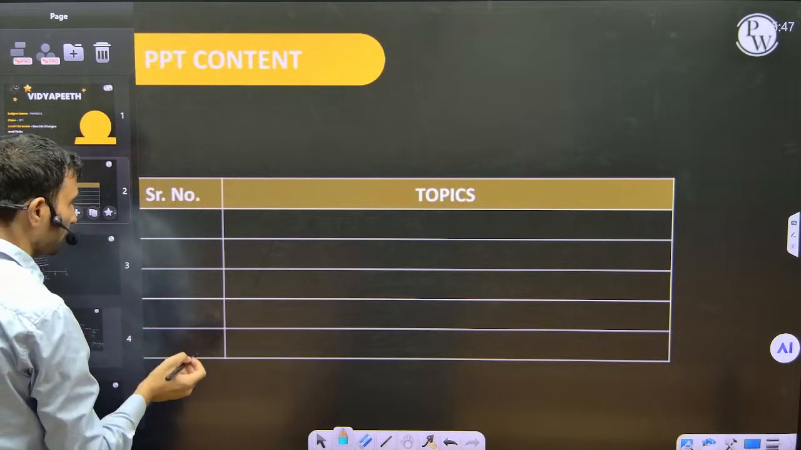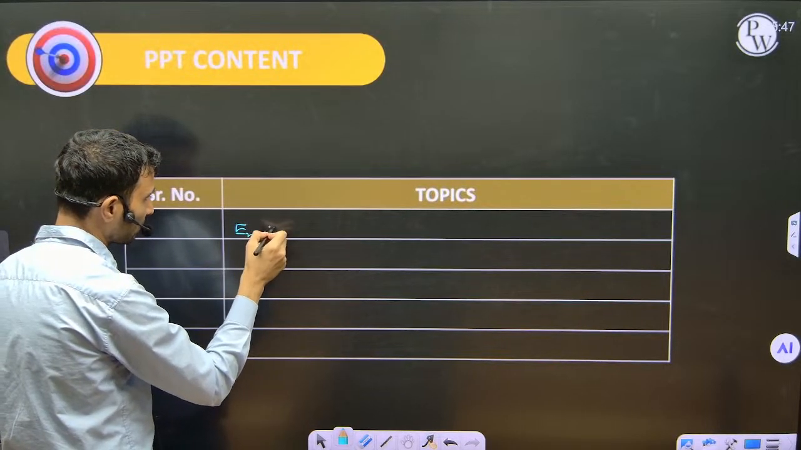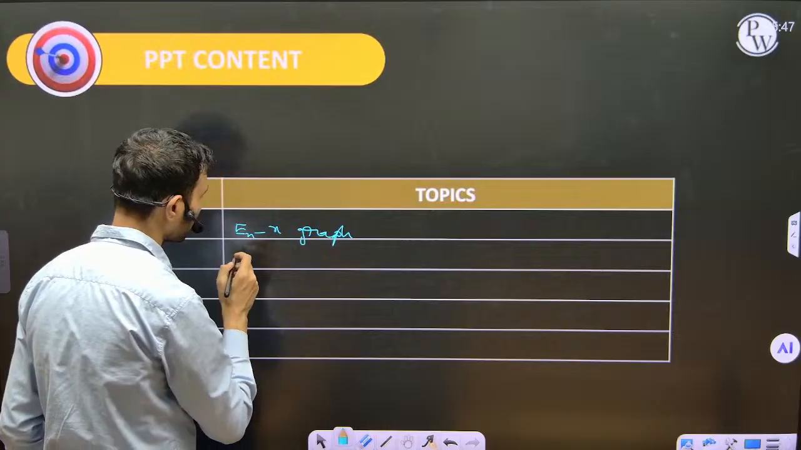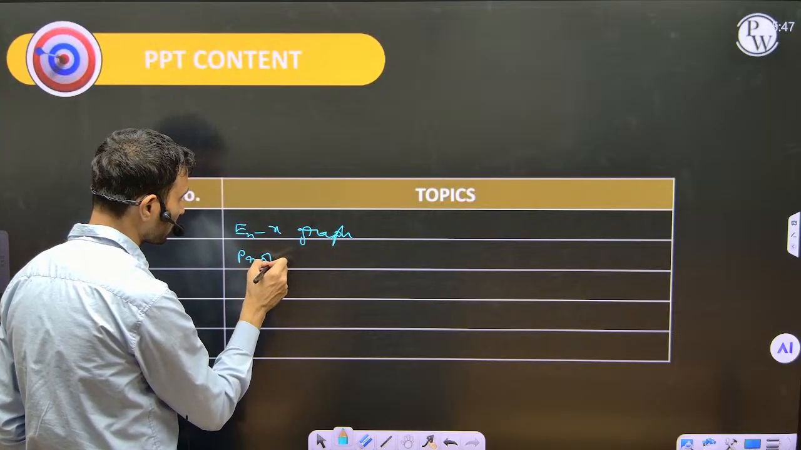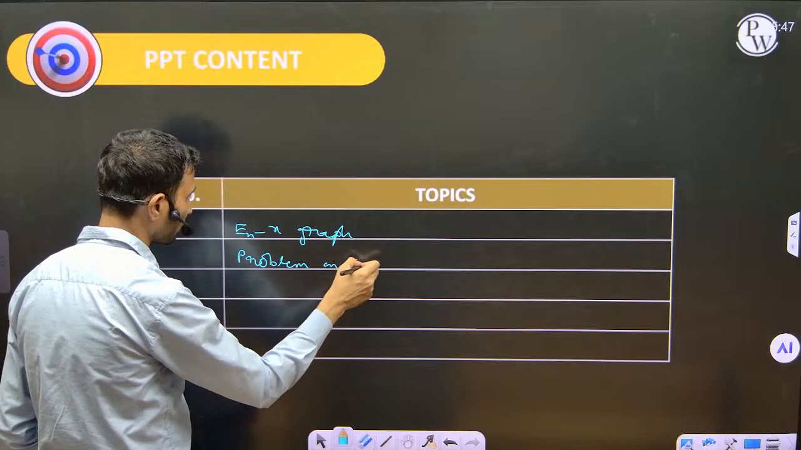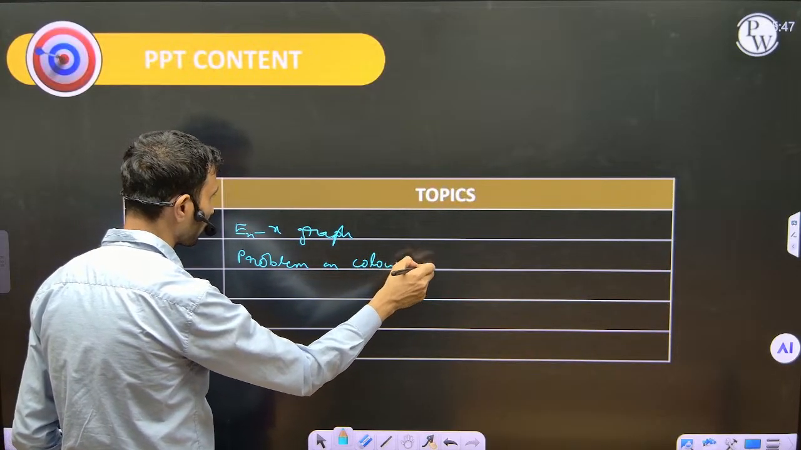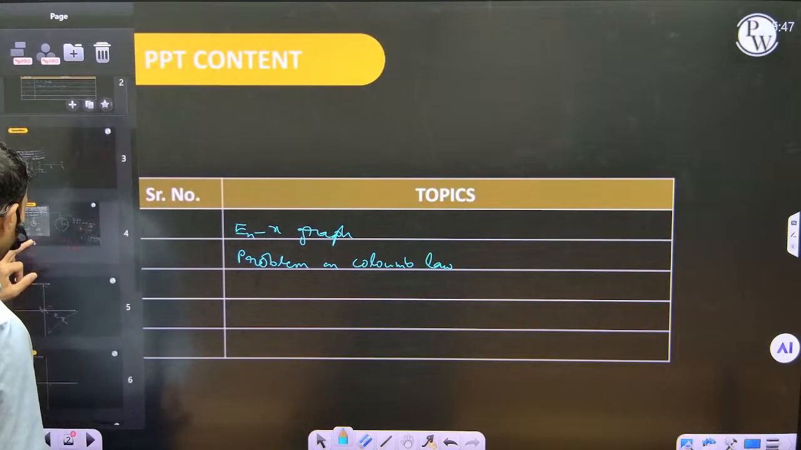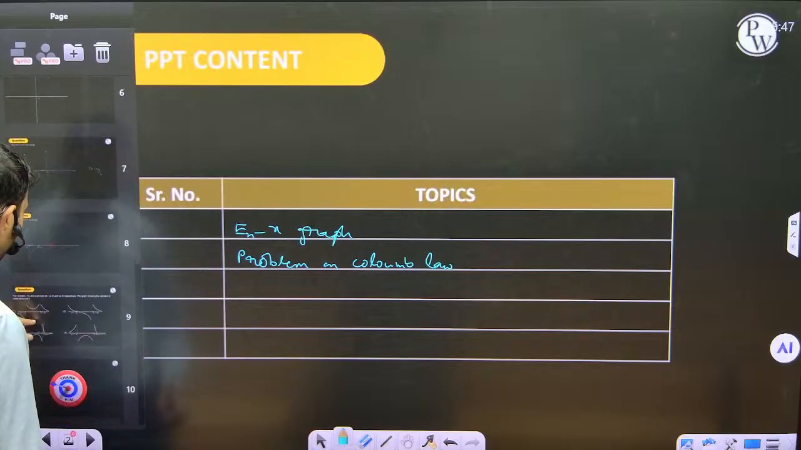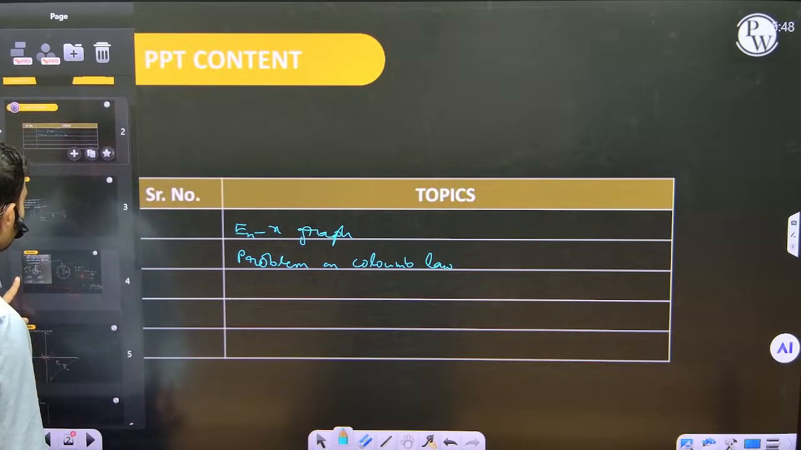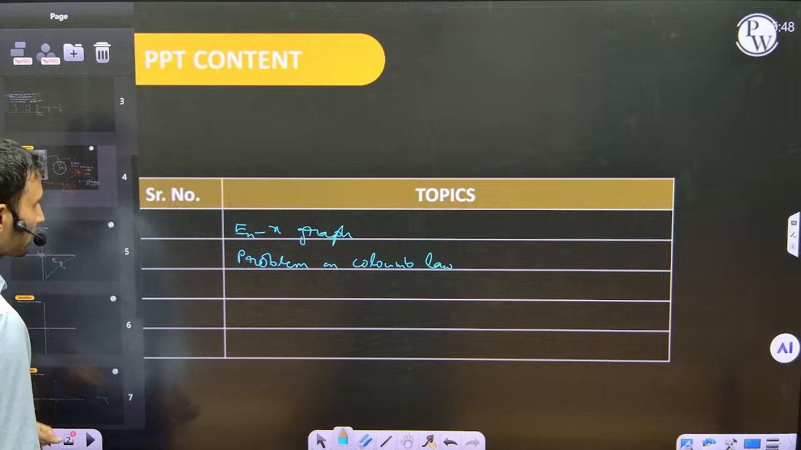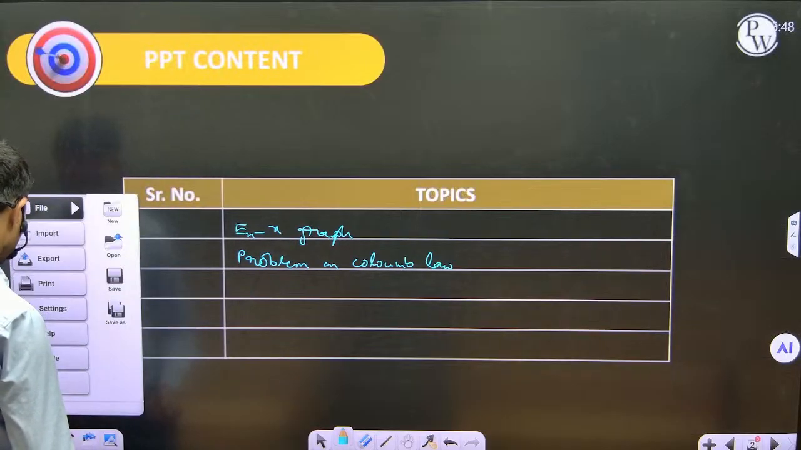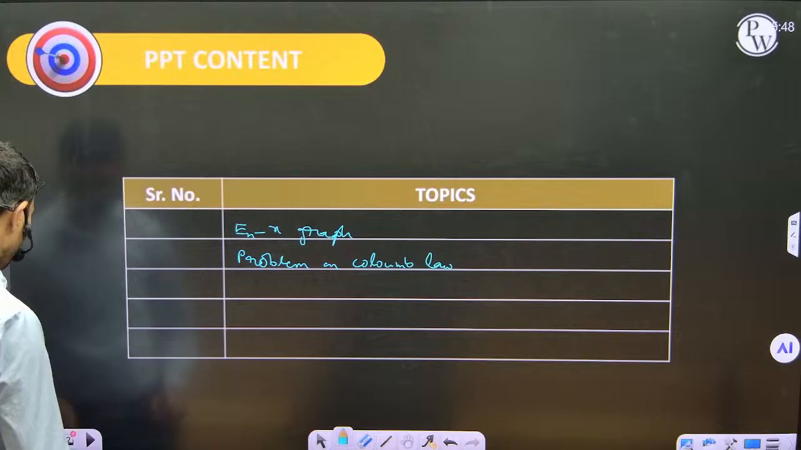So what we did today, EX versus X graph we did. What else we did? Problems on Coulomb law. What else we did? Other than that, that's it. Okay, so let us do that question now.